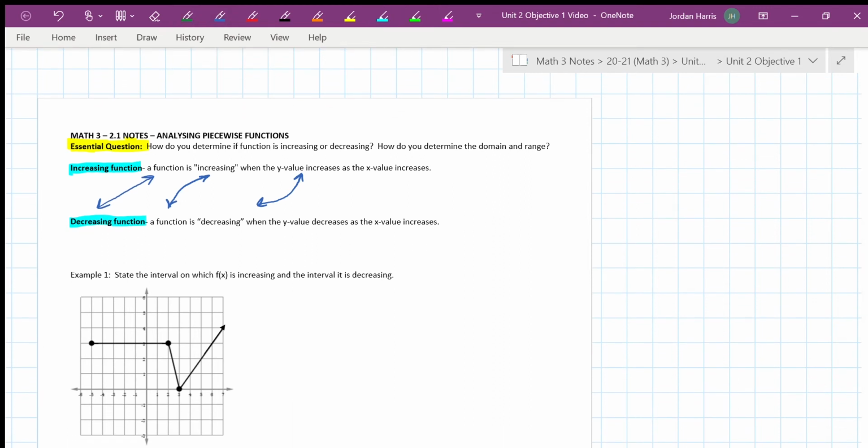A function is decreasing when the y value decreases as the x value increases. So as you're moving left to right, you're going down, like so. That's a line that is decreasing. You can have a decreasing function that's kind of leveling out, but is still decreasing. And you can have one that's more like a drop off. That's still decreasing, right? As you're moving left to right, you're slowly moving down, and then you're quickly moving down.